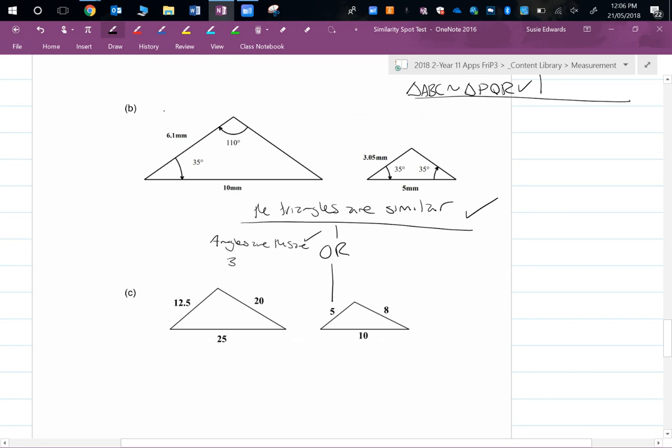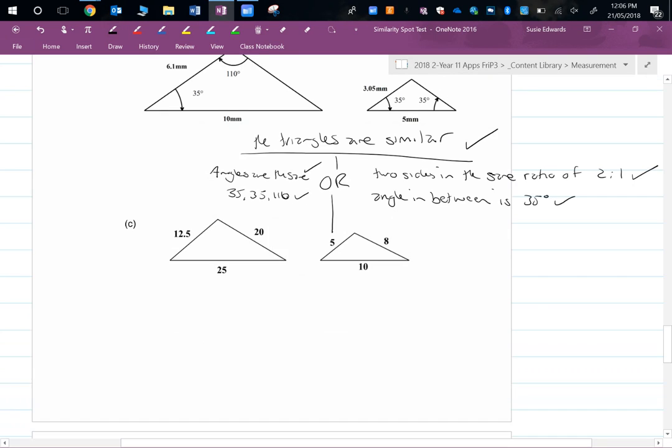And you need to actually say 35, 35, and 110. So there's your 3 marks there. Or two sides in the same ratio of 2 to 1. That's worth 1 mark. And the angle in between is 35 degrees. That's your 3rd mark. Everyone okay with that? All right, last one.